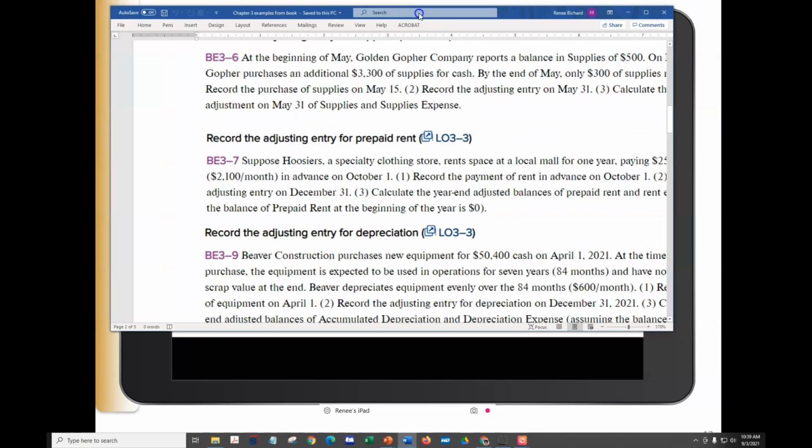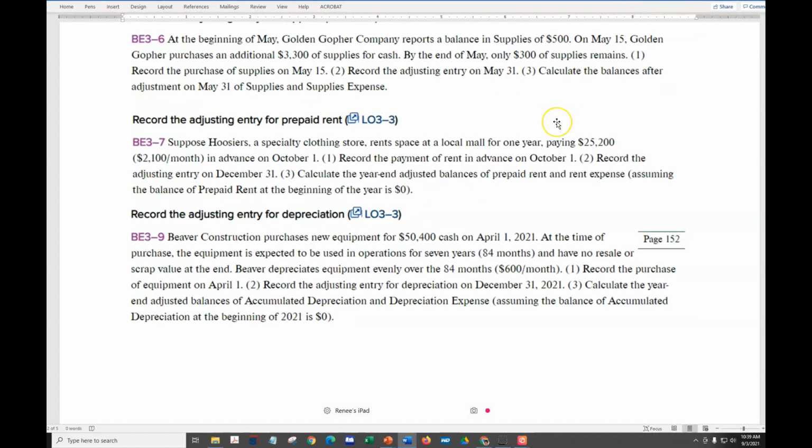Let's move on to BE 3-7. Hoosiers, a specialty supply store, rents space at a local mall for 1 year, paying $25,200 or $2,100 a month in advance on October 1st. So they paid the whole thing on October 1st. We're asked to record that payment of rent in advance on October 1st and then the adjusting entry at December 31st.